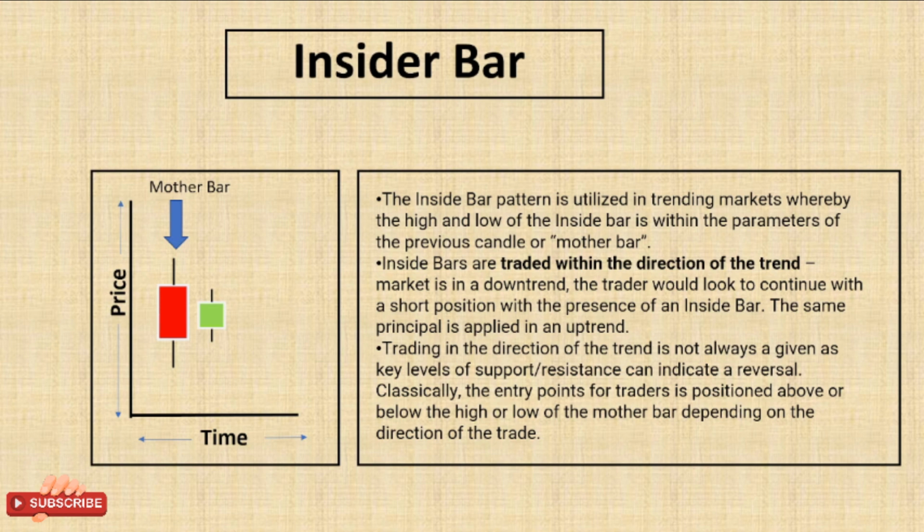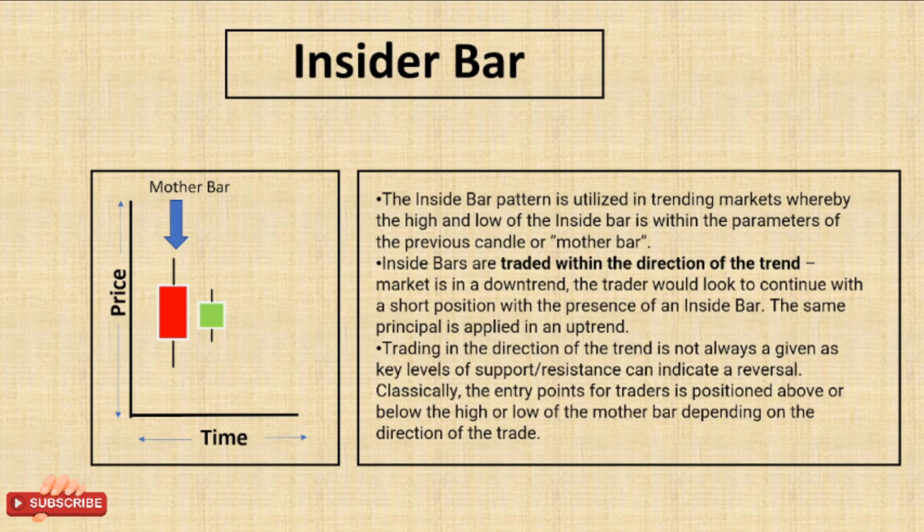So first of all, we see the inside bar. The inside bar pattern is usually utilized in a trending market, where the high and low of the inside bar are within the parameters. As you can see, we have a mother bar over here. This is the mother bar. We have an inside candle in this. All the parameters of the second candle are within the range of the first, the mother bar. Inside bars are traded with the direction of the trend.